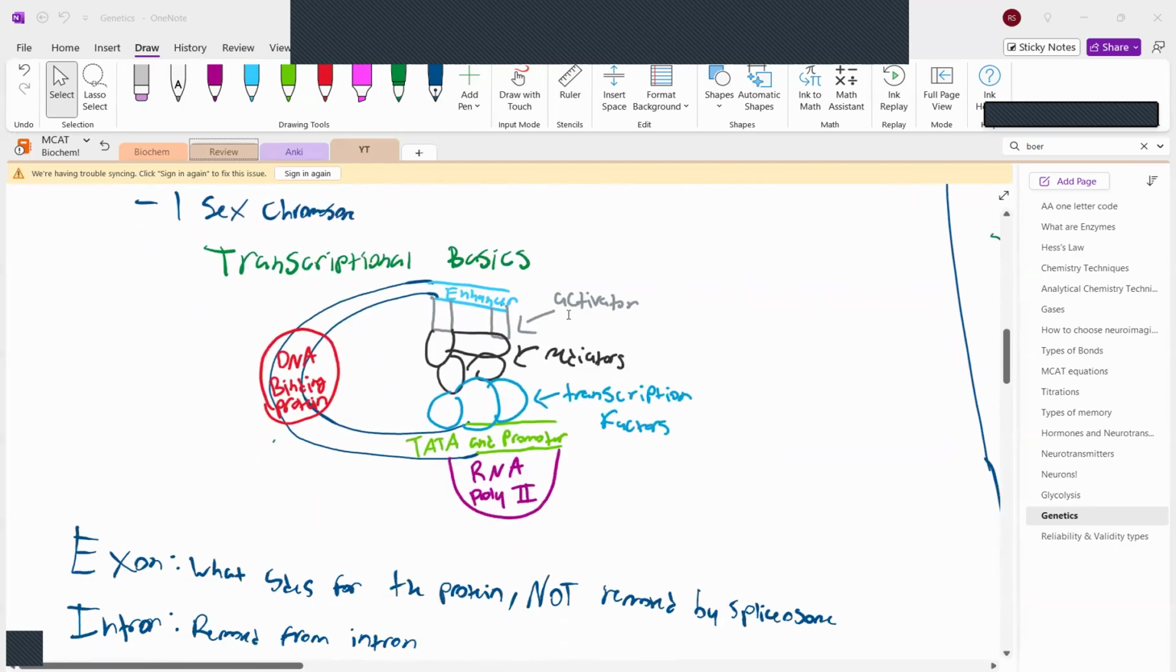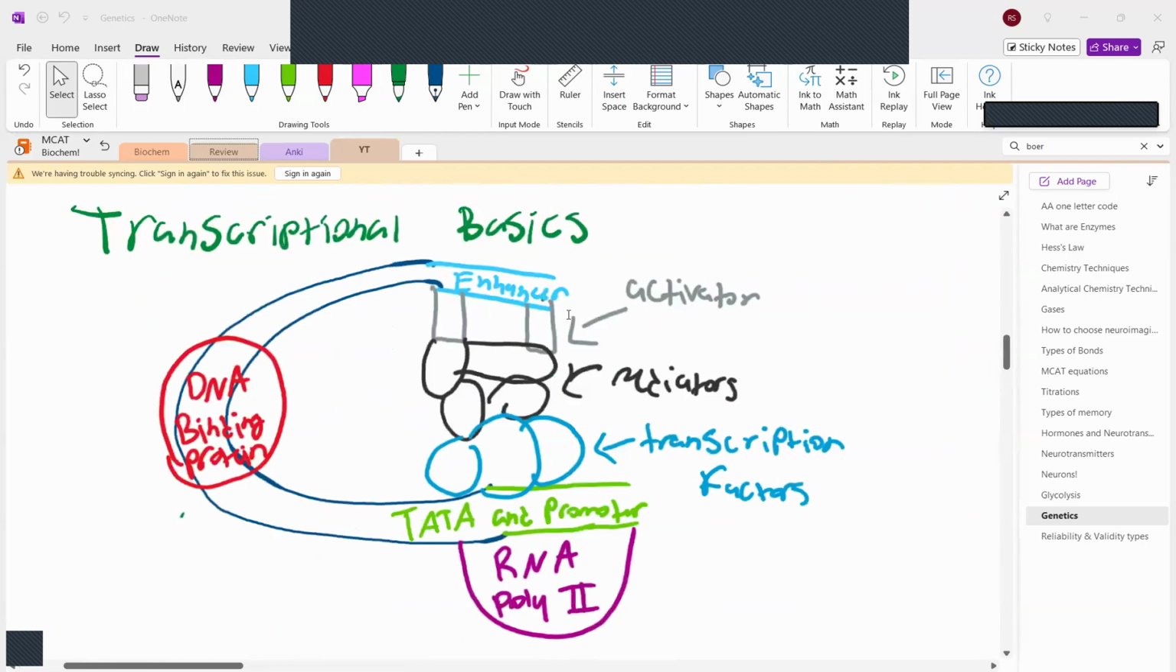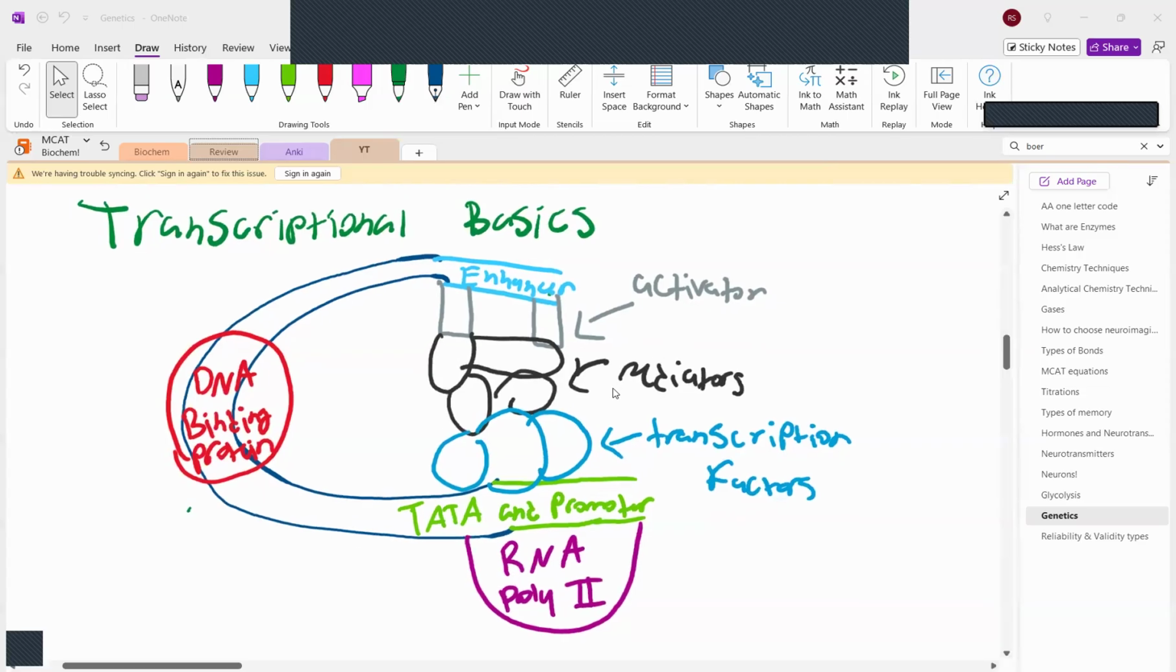So, some transcriptional basics. I have this crude image. You'll have an enhancer region, which is pretty distal from the promoter region itself, so it's very far away. Then you'll have activators, which will bind to the enhancer, and those will attract mediator proteins. Those mediator proteins will have transcription factors, and transcription factors are what bind to the TATA box in the promoter. A TATA box is a sequence that's typically around 30-ish base pairs away from where RNA polymerase will bind and start transcribing said gene.